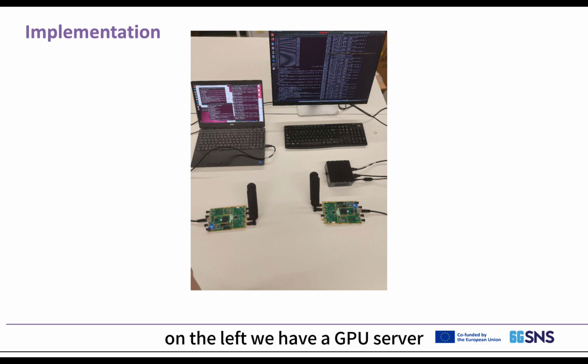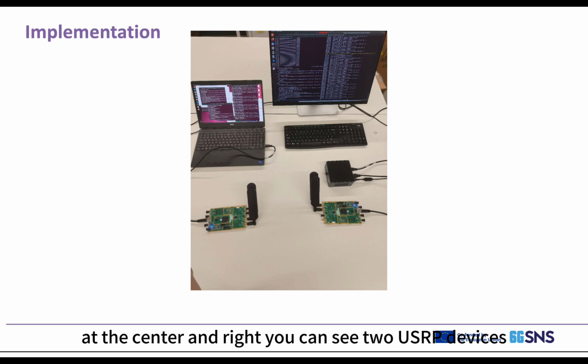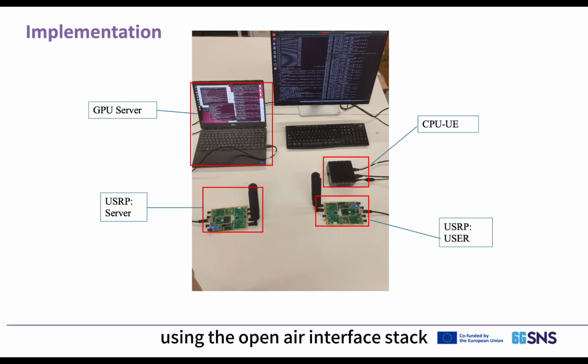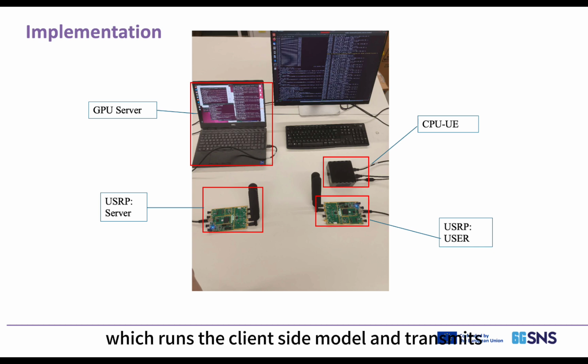On the left, we have a GPU server running the edge-side split learning model. It handles the heavy computation tasks and coordinates with the user device over a wireless link. At the center and right, you can see two USRP devices, one acting as the server-side radio and the other as the user-side radio. These are used to establish a real-time wireless connection using the OpenAir interface stack. The small black box on the right is the CPU-based user equipment, CPU-UE, which runs the client-side model and transmits intermediate data to the server.